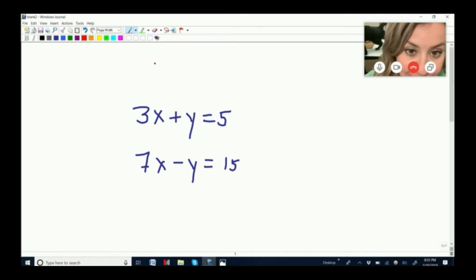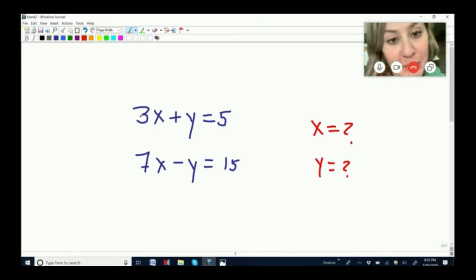So there are really three different ways to solve this. When we say solve it, we want to figure out what is x and what is y. To translate this into layman's terms, it's 3 times some number plus some other number equals 5, and 3 times that same number, minus that other number equals 15. It's almost like they're giving you clues and you have to be a detective to figure out what is x and what is y.